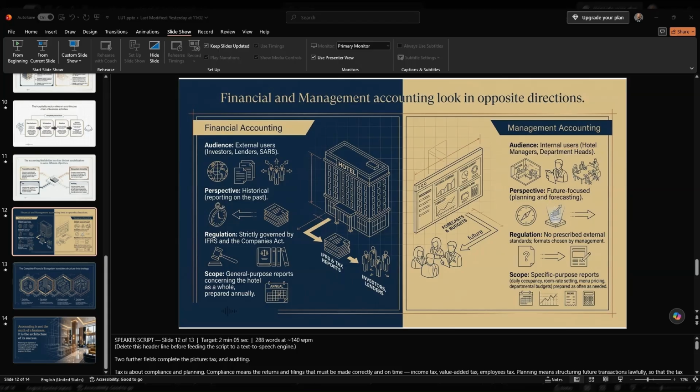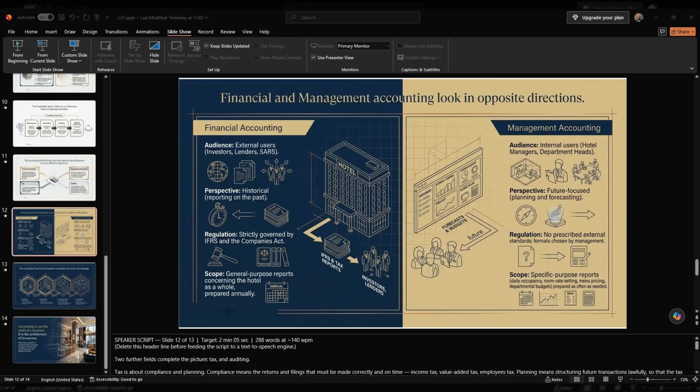Internal auditing. Internal auditing looks at the organization's own systems and transactions to establish whether they operate as intended, free from weakness, fraud, waste, and mismanagement. Internal auditors are employed by the organization and report to its board and its audit committee. Their focus points inward: are our controls actually working?